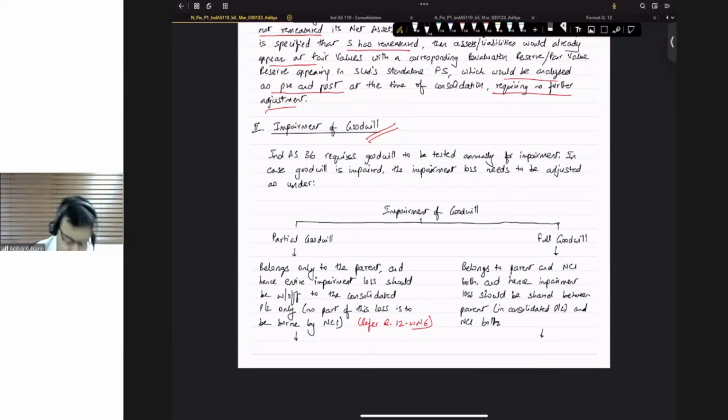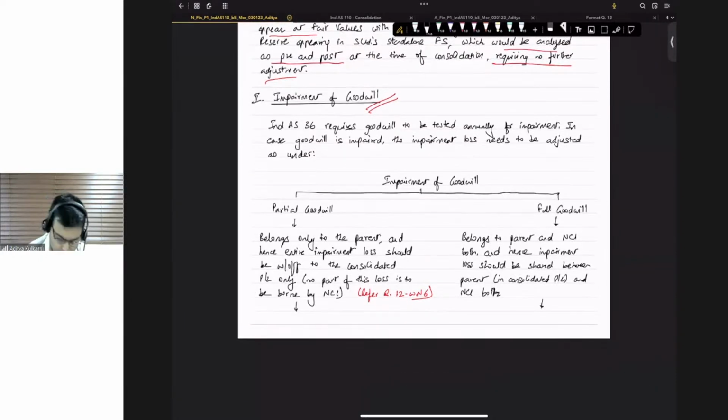Ind AS 36 requires goodwill to be tested for impairment. In case goodwill is impaired, the impairment loss needs to be adjusted as under. Impairment of goodwill, you have partial goodwill, which is what we are doing right now. I have given you the note reference also. Refer question 12, working note 6, which we are going to do right now. It belongs only to the parent.